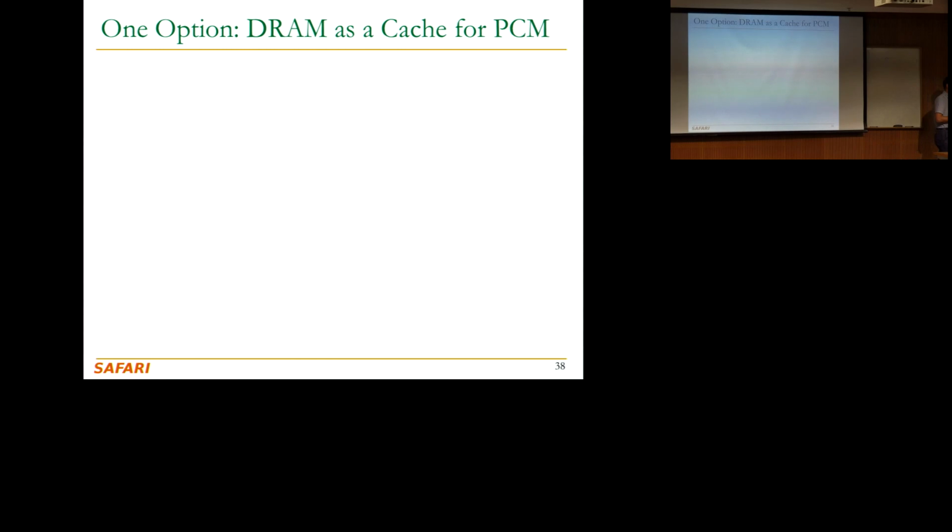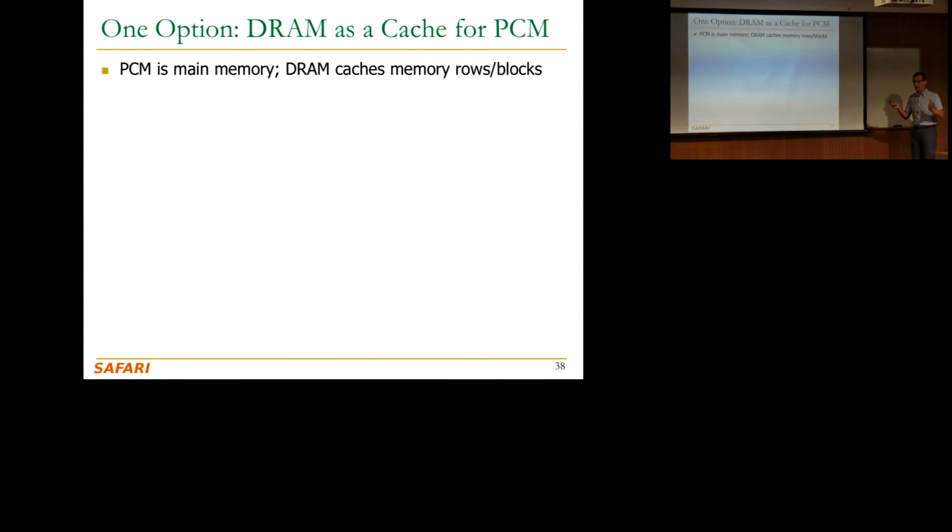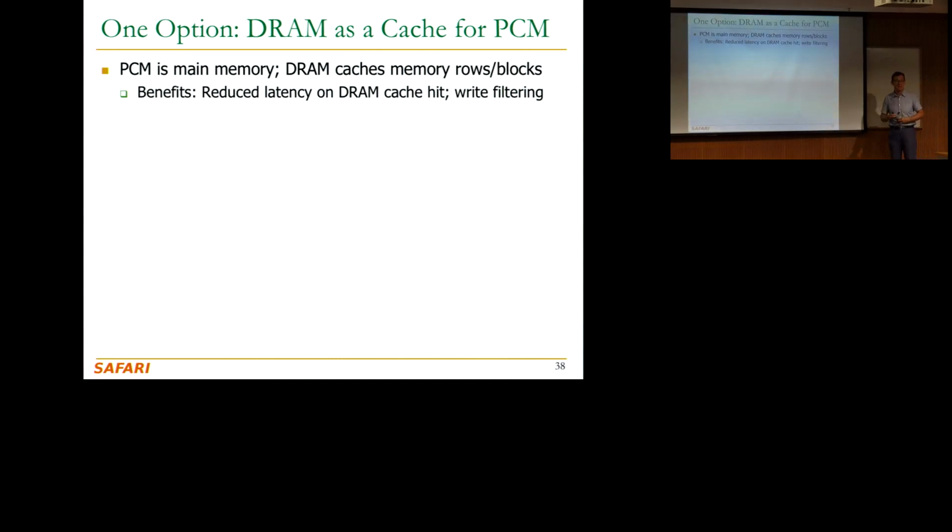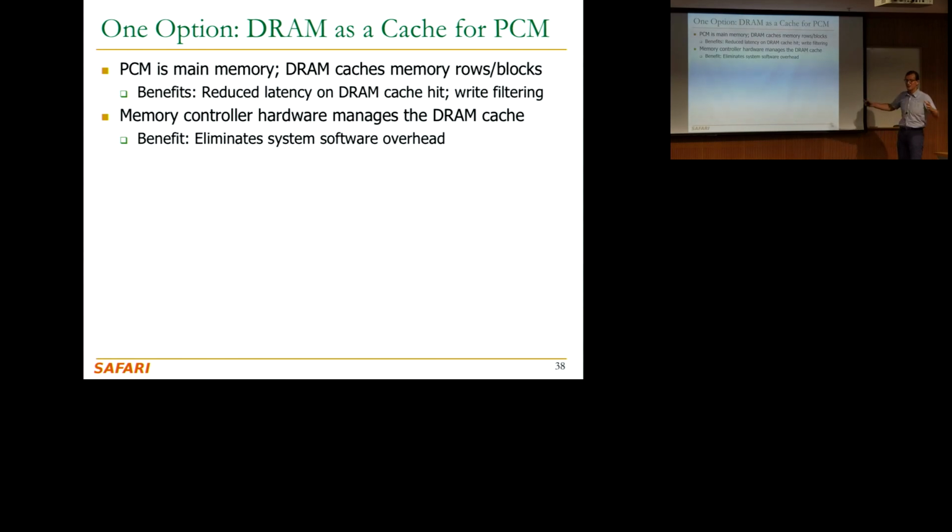I think I'll look at the option of DRAM as a cache for phase change memory. In this case, phase change memory is main memory, and DRAM caches memory rows or blocks. The benefit is you get reduced latency on a DRAM cache hit, and you can actually use DRAM as a cache that filters your writes. Basically, you can accumulate your writes into DRAM before you write back into the phase change memory. So that gets rid of a lot of the writes into the phase change memory. It's a big write buffer.